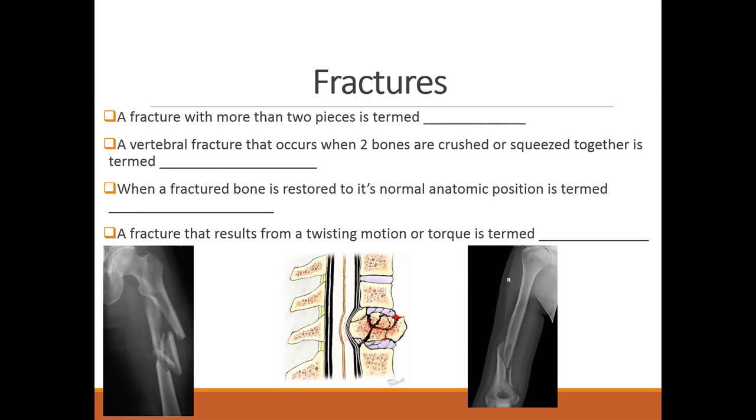A fracture is called an impacted fracture when the fracture fragments are actually wedged together. They're impacted. A lot of times we'll see that with the femur bone.